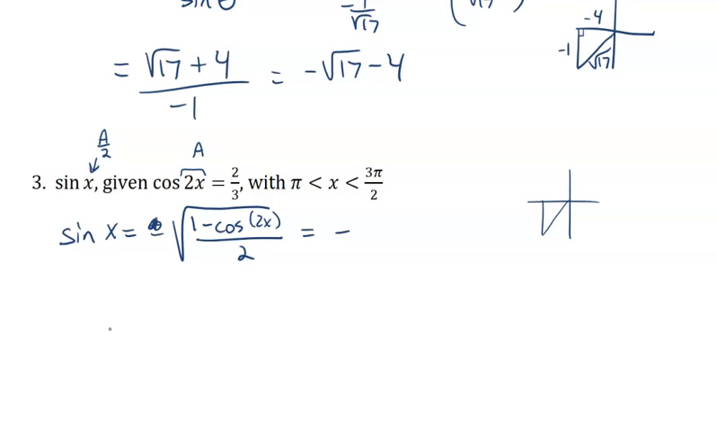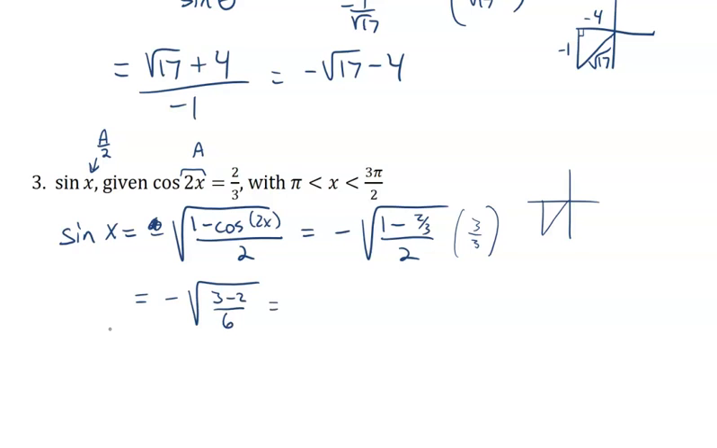It's going to be negative root of 1 minus cosine of 2x, which is given as 2/3, over 2, and that is equal to negative, I'm going to multiply by 3 over 3 here, so negative root of 3 minus 2 over 6, which is negative root 1/6, which is negative 1 over root 6.